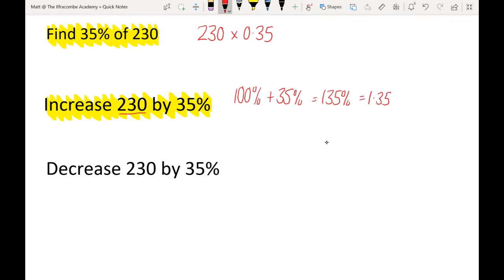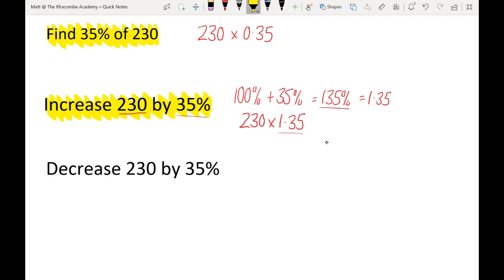So the decimal equivalent of 35% was 0.35. Now we're dealing with the decimal equivalent of 135%, which is 1.35. So the answer to this question is, you just do 230 multiplied by 1.35, and that gives you your answer in one go. No need to add it on, you get there straight away. And we call this the multiplier approach. So we call 1.35 the multiplier that you use to increase by 35%.